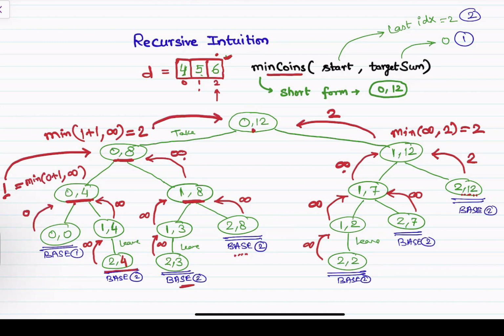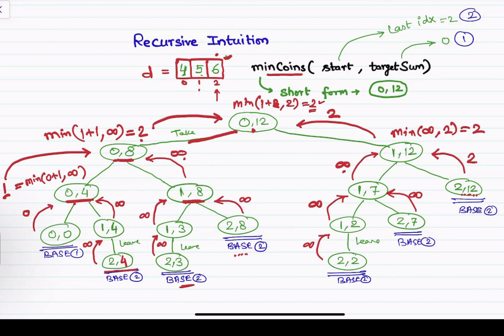Now, 0, 12, if you take the index 0 element, you're getting 2. If you don't take, again, you're getting 2. So taking is the costlier path because now you will choose the minimum of 1 plus left answer, because on the left side you are taking, and only the right answer. 1 plus 2 or 2, the minimum is 2. So that gives us the final answer.